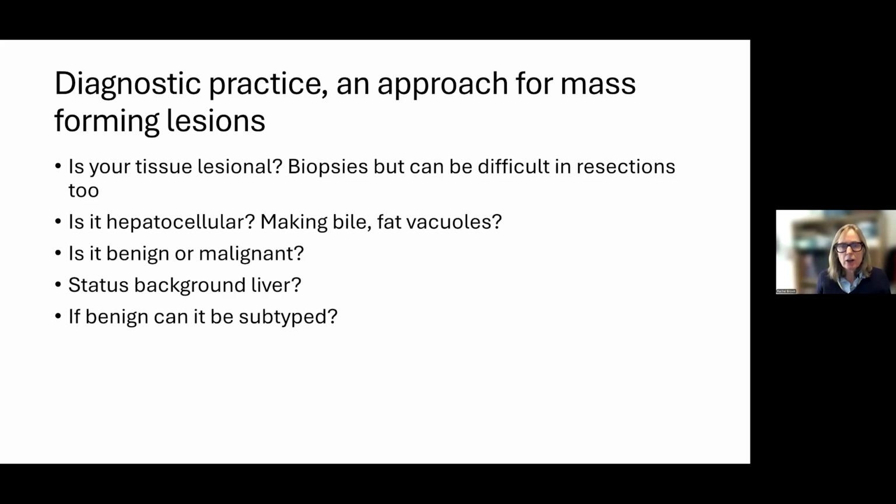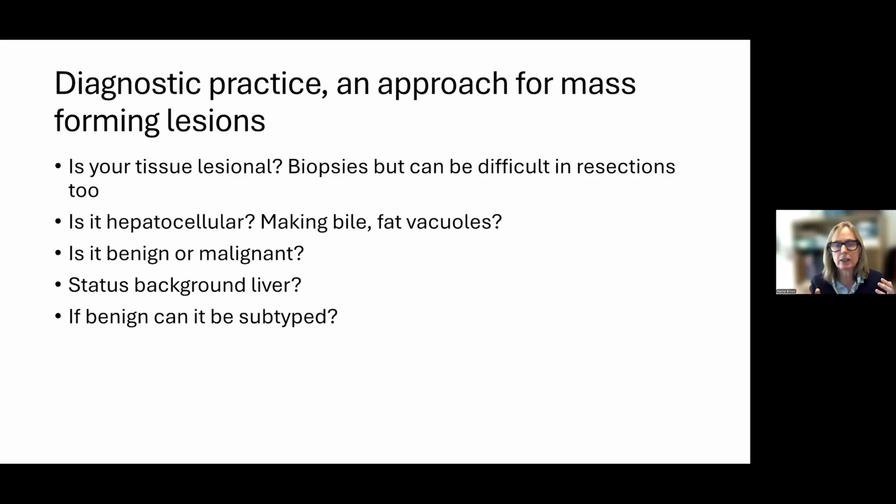Another decision that you have to make is, am I looking at something that's genuinely hepatocellular? So this is important. There are mimics. Neuroendocrine tumors would be a common one in practice. So we must ask ourselves that question. That isn't the same as having to do a lot of extra stains to come to that conclusion.